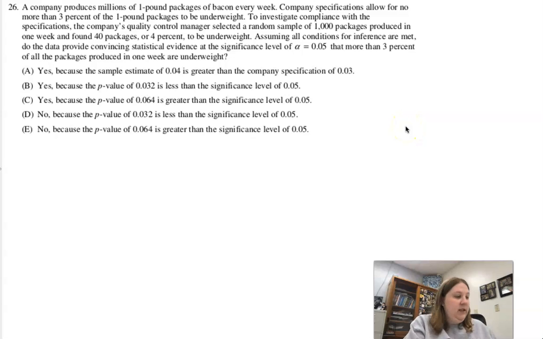Okay, this is 2018, numbers 26 through 30. 26 is B, 27 is A, 28 is C, 29 is E, 30 is D. As always, just watch the ones you need to.